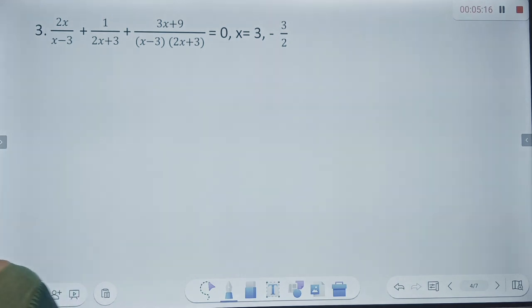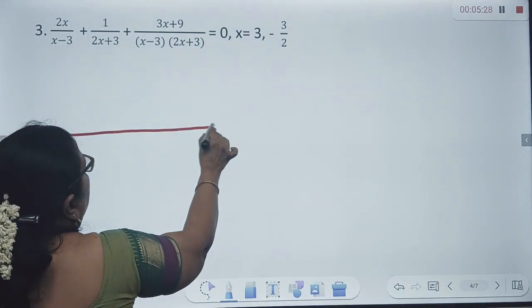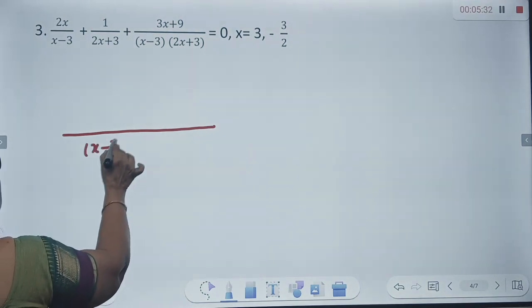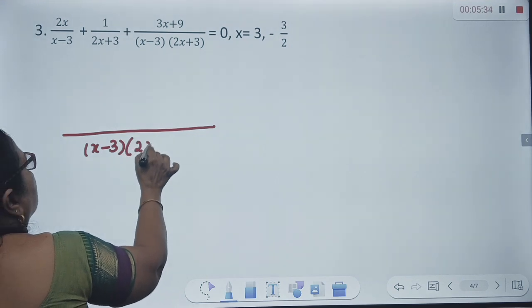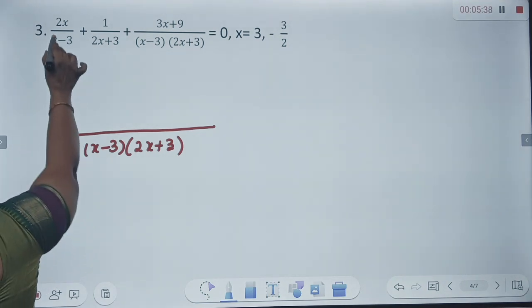Now look at this problem. We have 2x by x minus 3 plus 1 by 2x plus 3 plus 3x plus 9 by x minus 3 into 2x plus 3 equal to 0. So what is the LCM? LCM will be x minus 3, 2x plus 3. Okay. Now what will be in the numerator?